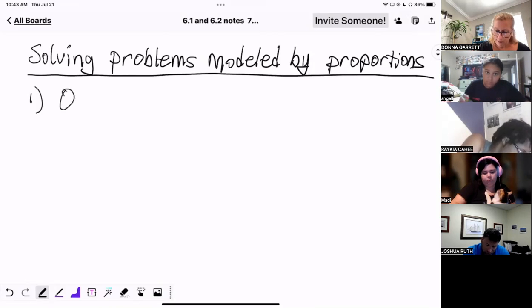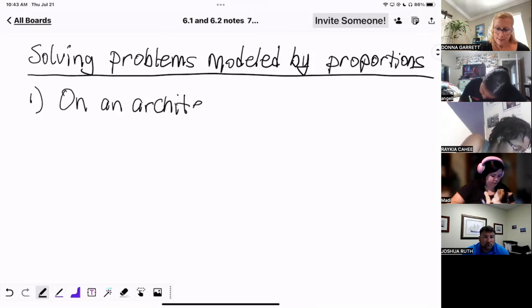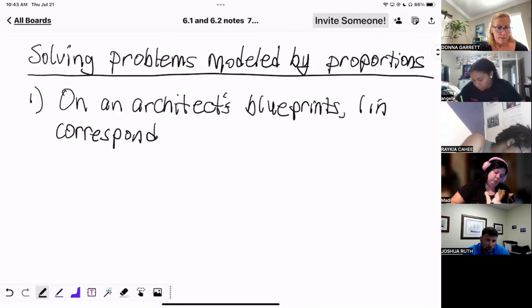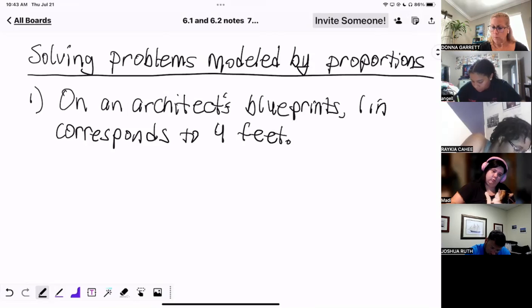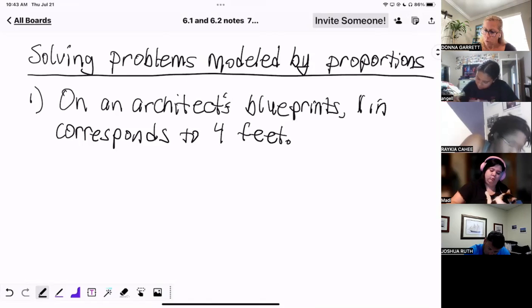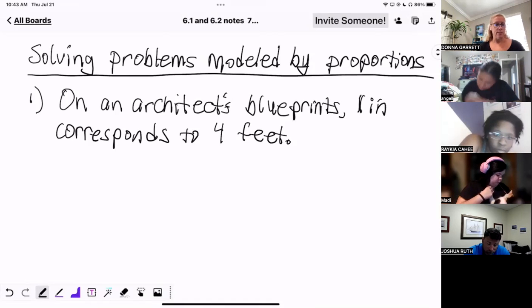Okay, on an architect's blueprints, 1 inch corresponds to 4 feet. You know what I mean by the blueprint? They make a blueprint that's like a small model with the actual size. So that's what it means. 1 inch on the blueprint is really 4 feet in actual size.